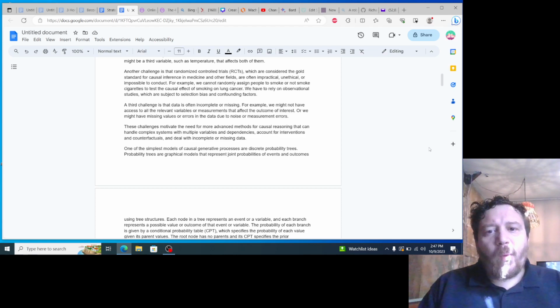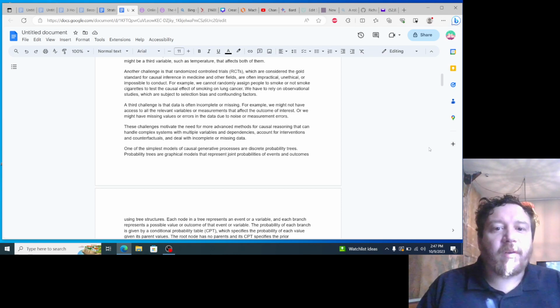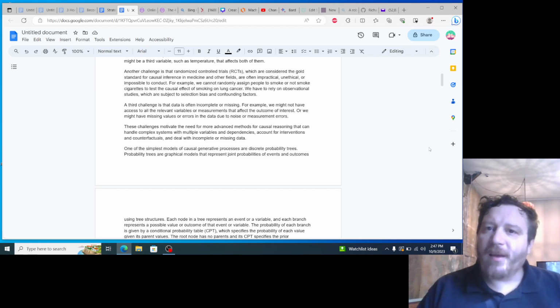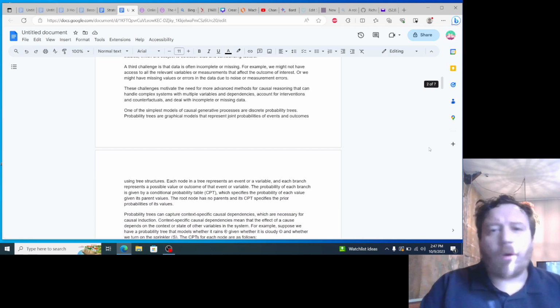For example, we can't randomly assign people to smoke or not smoke cigarettes to test the causal effect of smoking on lung cancer. We have to rely on observational studies, which are subject to selection bias and confounding factors. A third challenge is that data is often incomplete or missing.